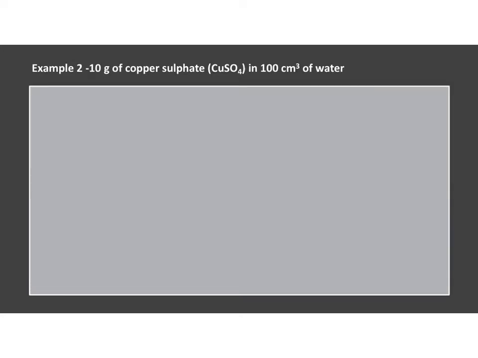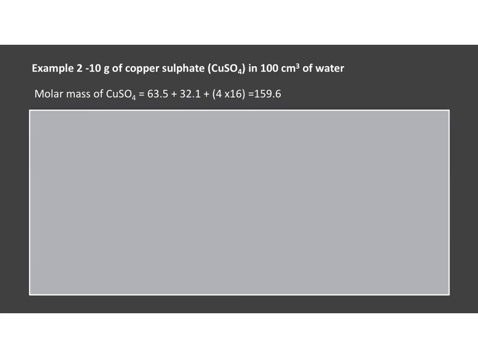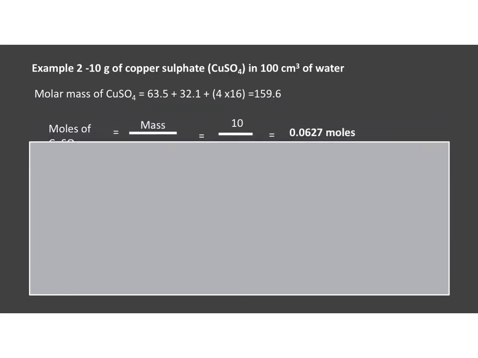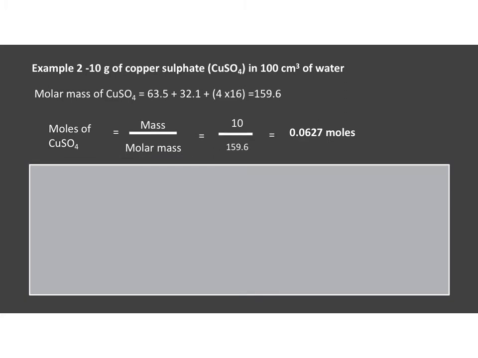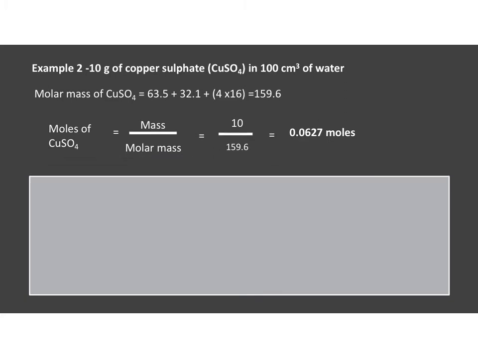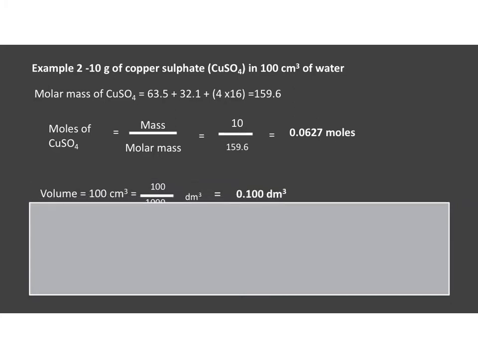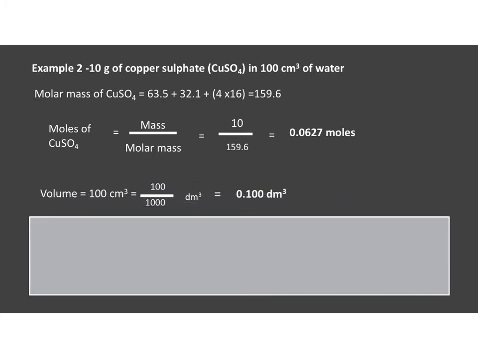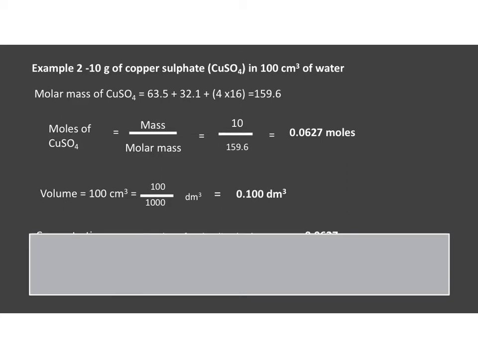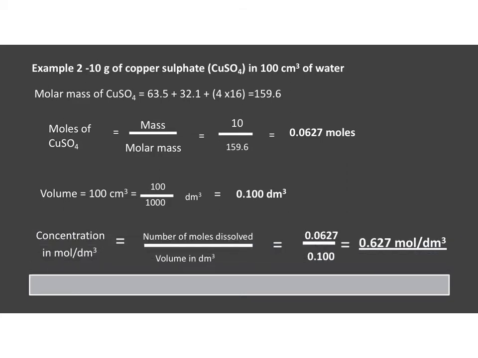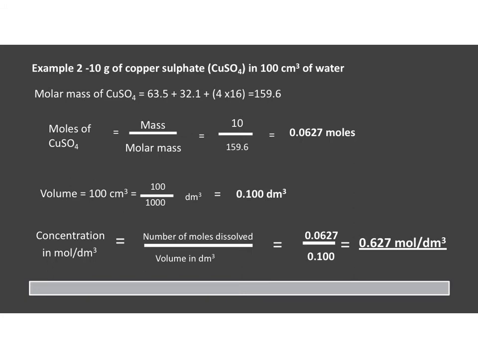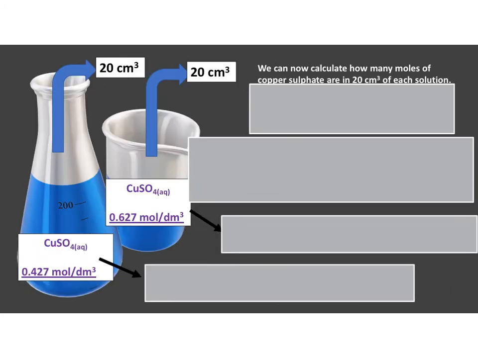So you may be happy to have a go at example 2 by yourself by following what we did previously, but we'll also go through it step by step starting now. So molar mass we've already worked out, so that's good. Moles of copper sulfate this time is going to be 10 divided by our molar mass, and then we need to convert our 100 centimeters cubed into decimeter cubed by divided by 1,000, so that gives us 0.1 decimeter cubed, and then we divide our moles by our volume to give us 0.627 moles per decimeter cubed.